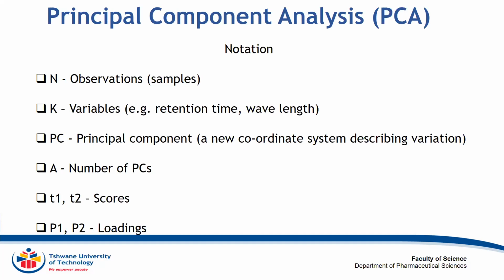And this is, like I said, a new coordinate system that is generated. So we will look at PCs with regards to that system. And then A refers to the number of PCs. This is very important when you want to do the model diagnostics. You can't just plot any number of PCs. You need to optimize these. So in this new coordinate system, we are going to come across T1s, T2s, up to so many Ts, and these are the scores which are related to your observations or the samples. And then we also have P1, P2, and so forth, which are the loadings which are related to your variables.